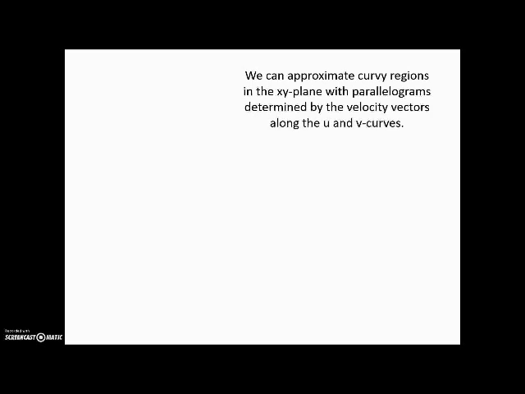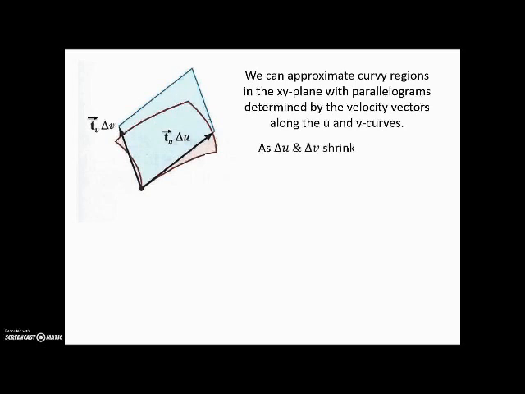Now, we can approximate curvy regions in the xy plane with parallelograms determined by the velocity vectors along the u and v curves. And then, of course, if you have parallelograms and they shrink down to nothing, then the areas are equivalent to the instantaneous changes. So as the changes in u and v shrink to du and dv, we get dA, the instantaneous change in area.